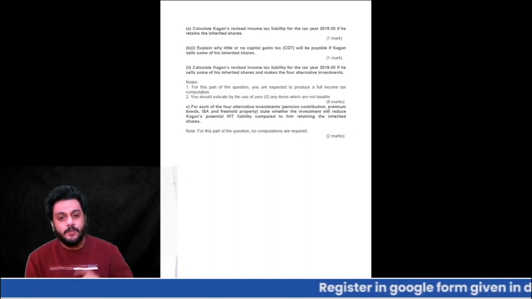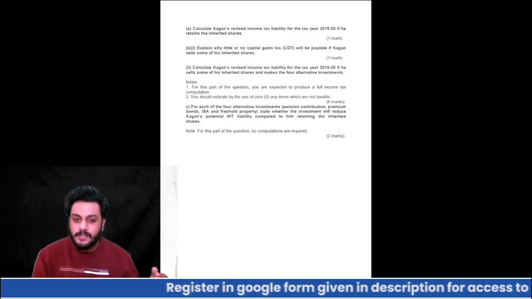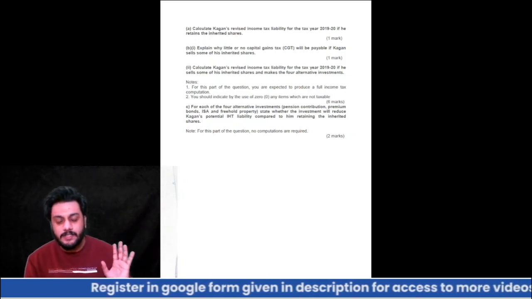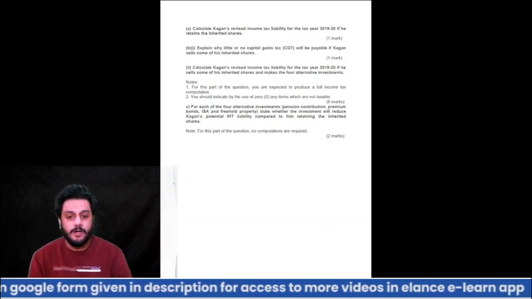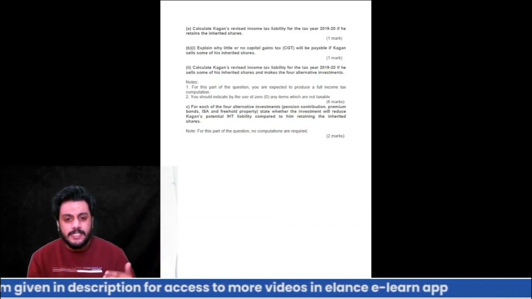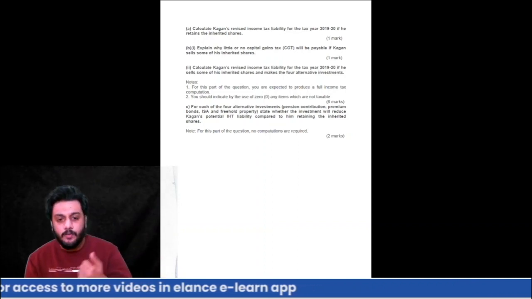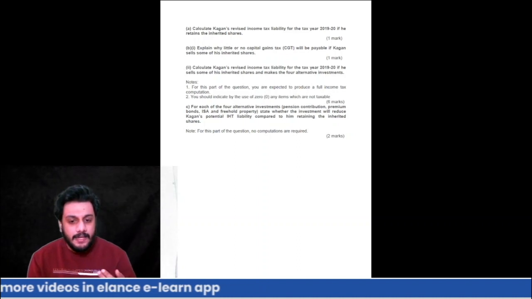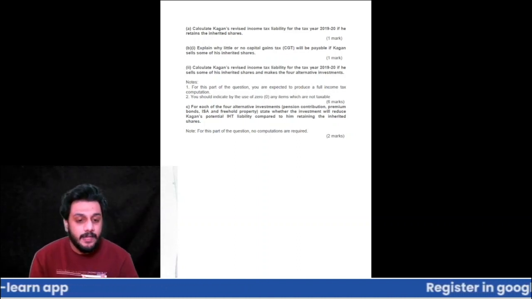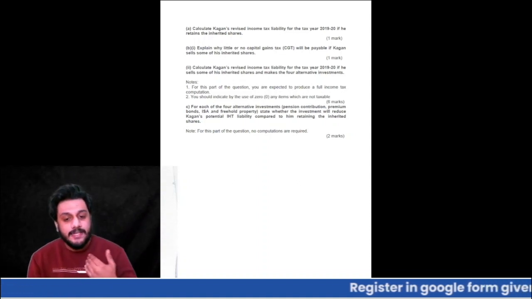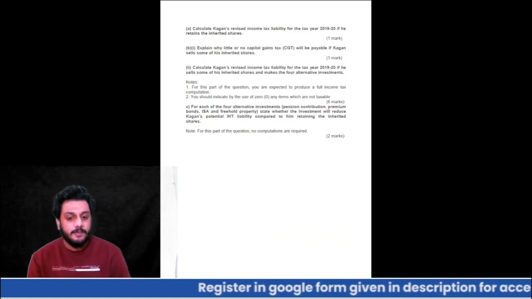First one is calculate Kagan's revised income tax liability for the tax year 2019-20 if he retains some inherited shares. I don't know about the story, so we have to go to the scenario to get the answer of this one. And the second requirement is explain why little or no capital gains tax will be payable if Kagan sells some of his inherited shares. And the second part of the second requirement is calculate Kagan's revised income tax liability for the tax year 2019-20 if he sells some of his inherited shares and makes the four alternative investments.